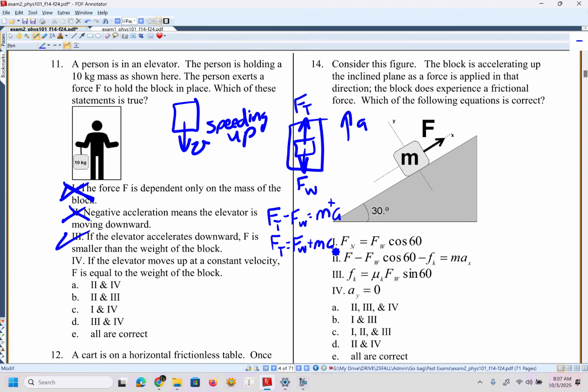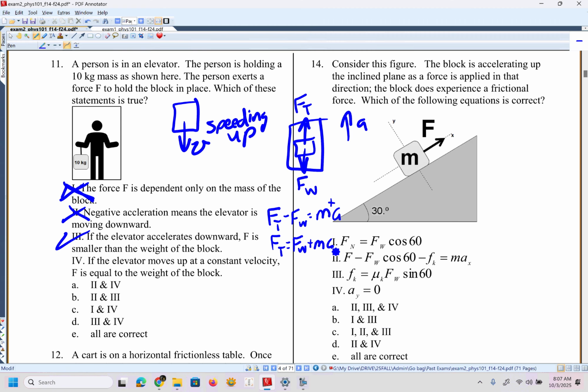And if I'm accelerating downward at g, then what is the force required to hold it in place? If I'm in free fall at g equal 10 meters per second squared, the force required to hold that block in place is 0, right? Because I'm in free fall. It's weightless. So watch out for that too.